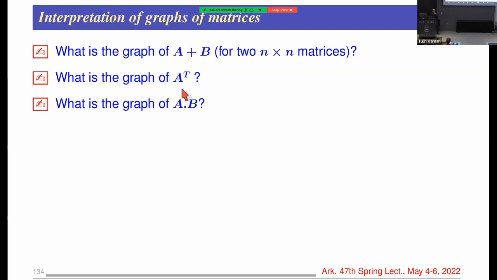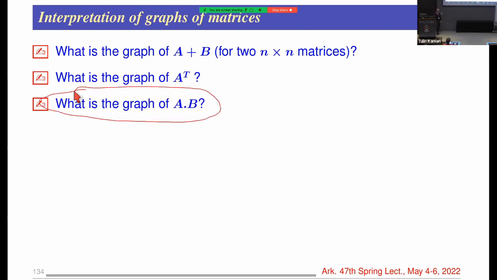The graph of A transpose is fairly simple. When A is symmetric, it's the same, obviously. When A is non-symmetric, you just reverse the directions, right? You just change the directions to the opposite for each edge. That's easy. How about this one?